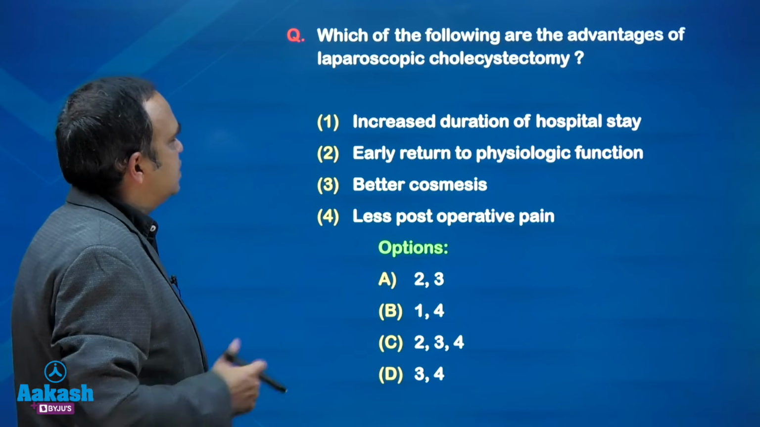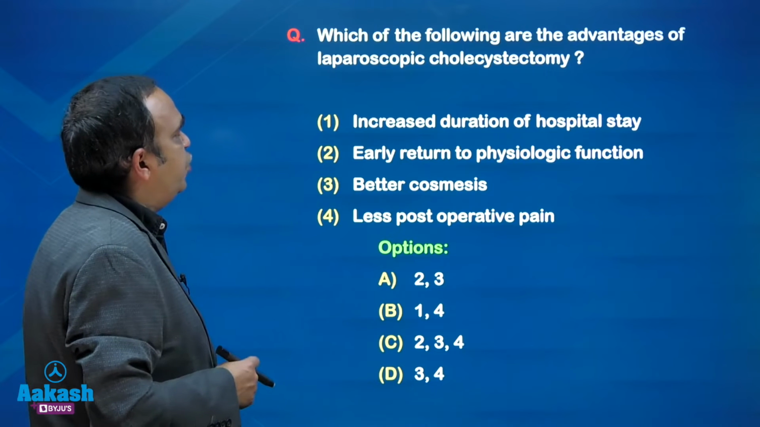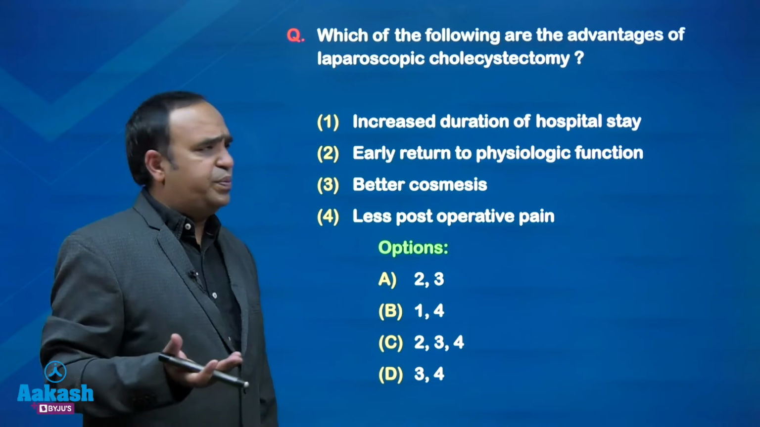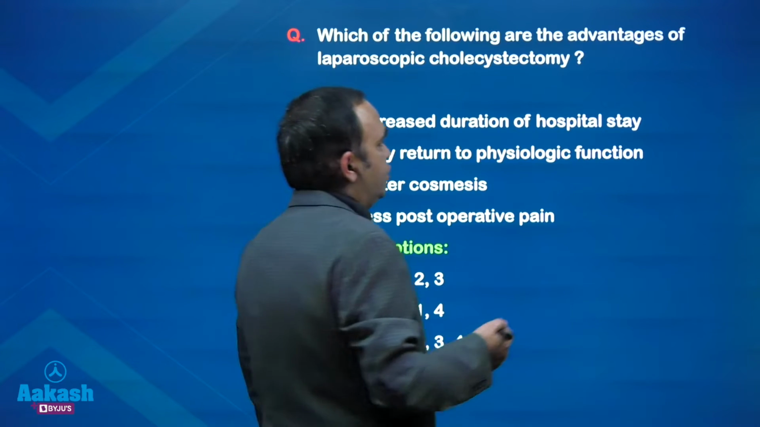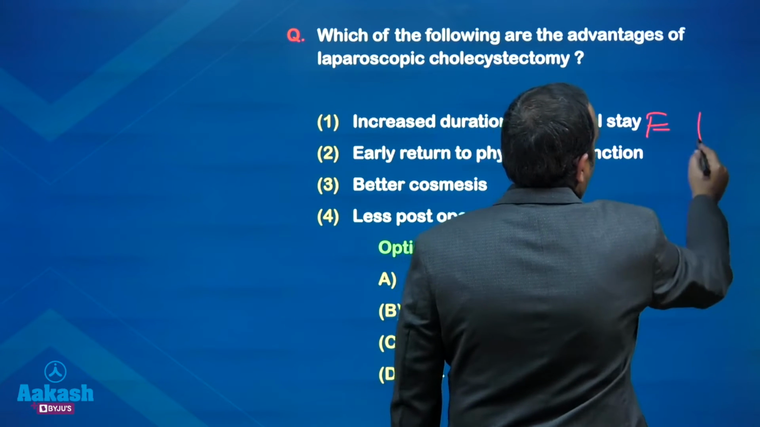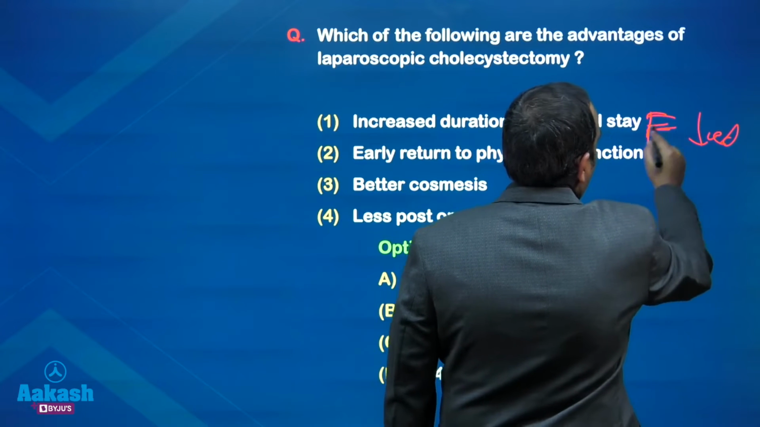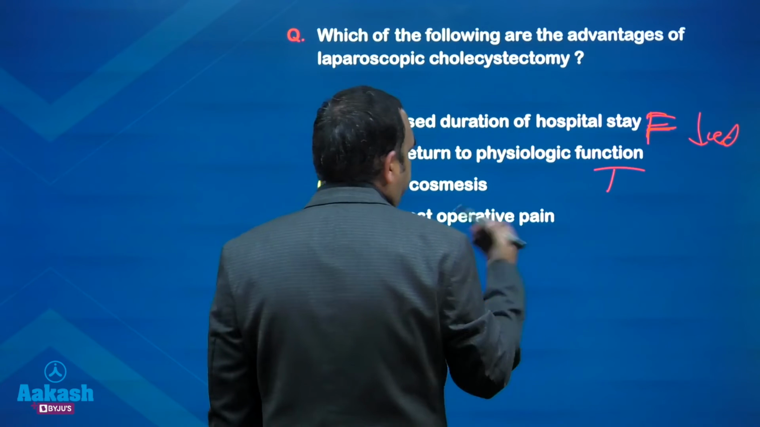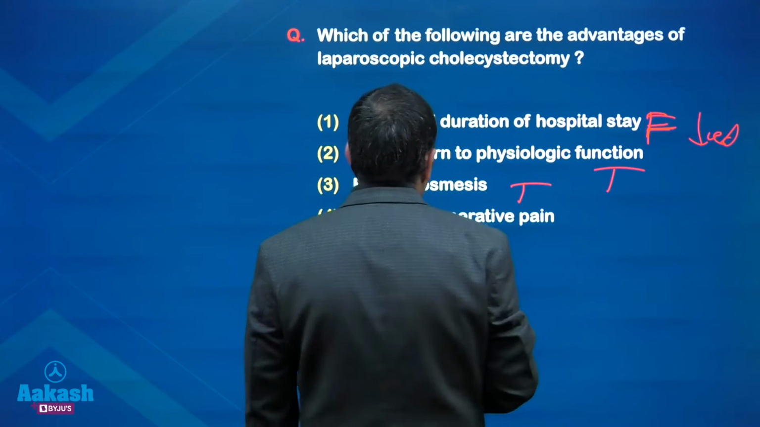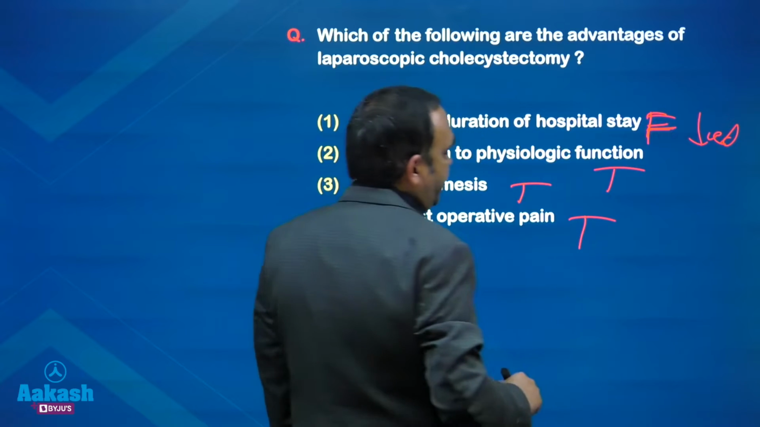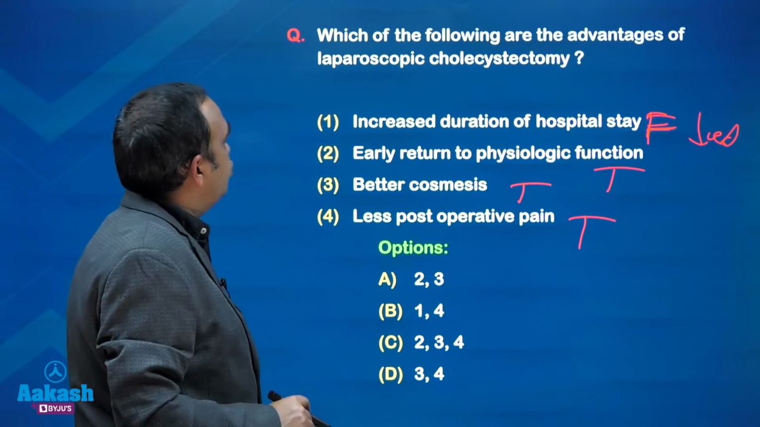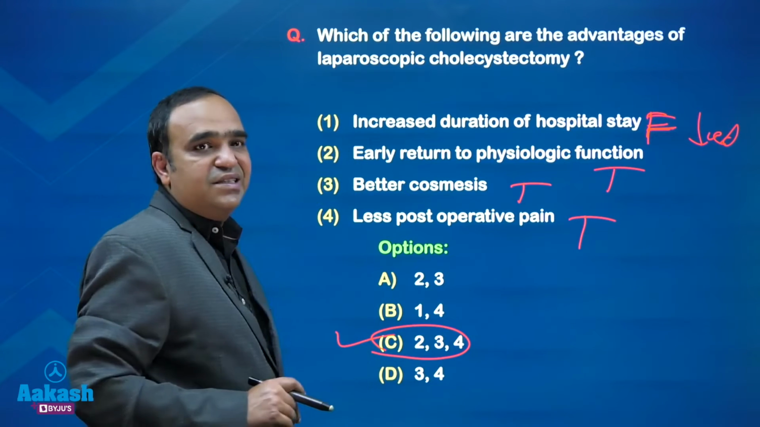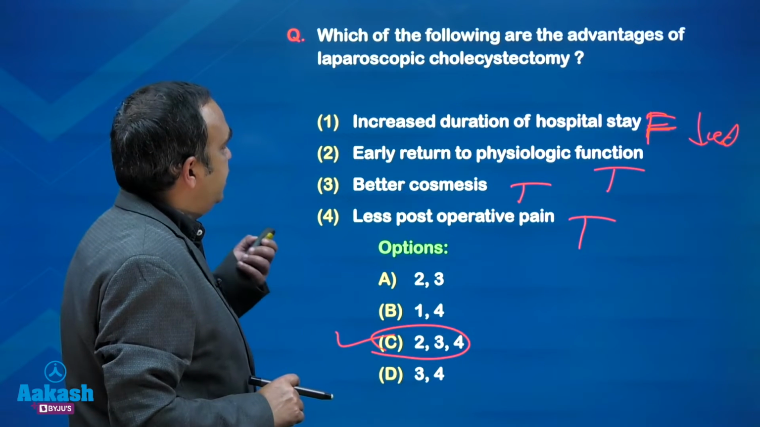Okay, now this is again very easy. Which of the following are the advantages of laparoscopic cholecystectomy? Means laparoscopic surgery. Increased duration of stay, this is false, rather duration is reduced. So that's a false statement. Early return of physiological function, that's true. Faster recovery, better cosmesis, true. Less post-operative pain, true. So the choices 2, 3 and 4 are true, and the definite advantages. So that's the answer here.